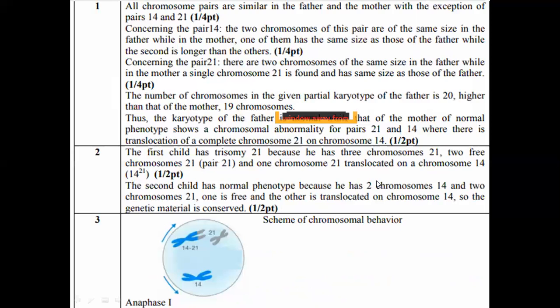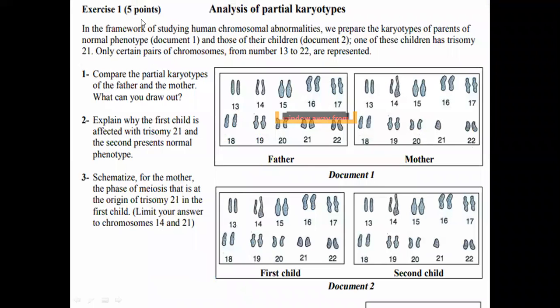So in this exercise, we determine how to answer the comparison. Whenever we have compare, we have to talk about both similarities and differences. We don't have to talk only about differences. We explain the trisomy and the case of translocation, Robertsonian translocation, 21 to 14, and we schematize the origin in the meiosis, which is the anaphase 1. Okay, so here we have explained all the questions for this.